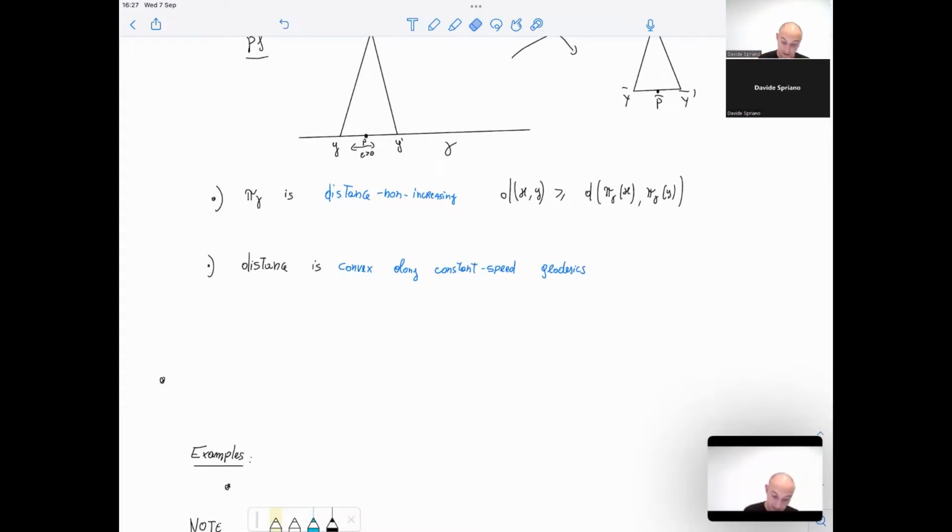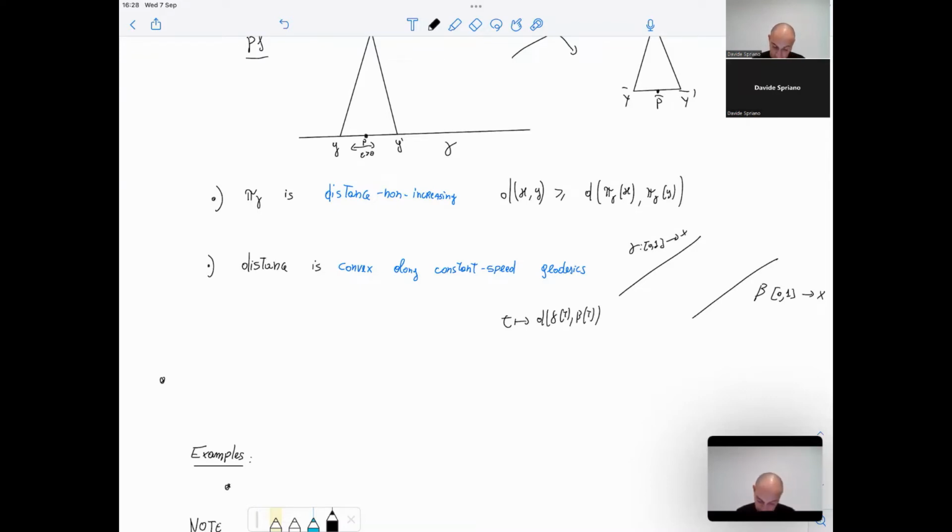And then the distance is convex along constant speed geodesics. So what does it mean? It means that if I have alpha and beta, and those are geodesics, that call it gamma, well, that are parameterized from 0, 1 to X, and from 0, 1 to X, then the function that assigns to T the distance between gamma of T and beta of T, this is convex. So this is a function from R to R, and this is a convex function.